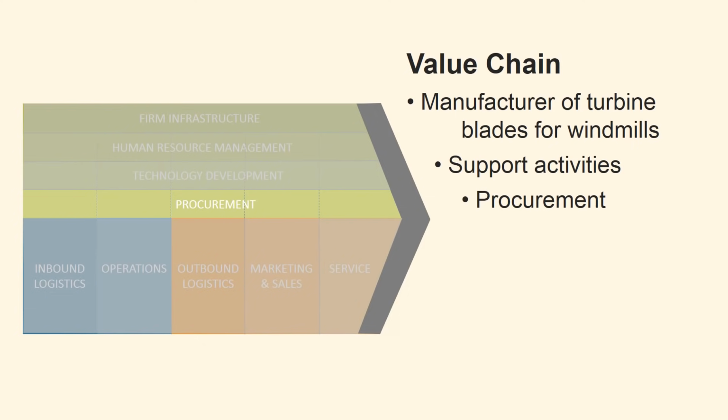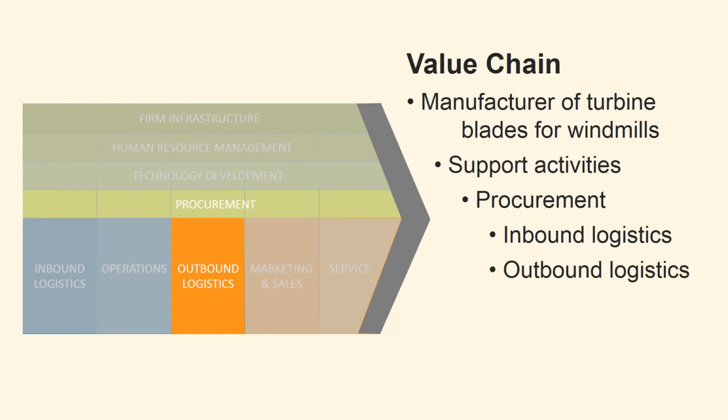Support activity procurement has probably been helpful in preparing contracts for the purchase of raw materials in primary activity inbound logistics. Agreement with the trucking company on transportation of the blade in primary activity outbound logistics, as well as established procedures for purchase of flights and hotels for maintenance staff in primary activity service.